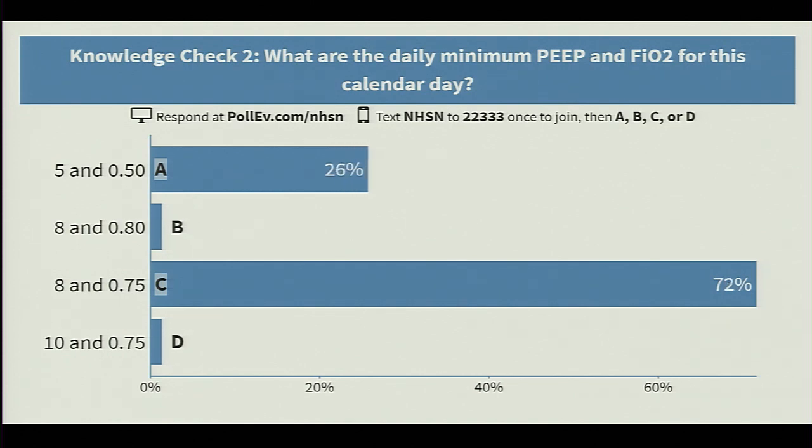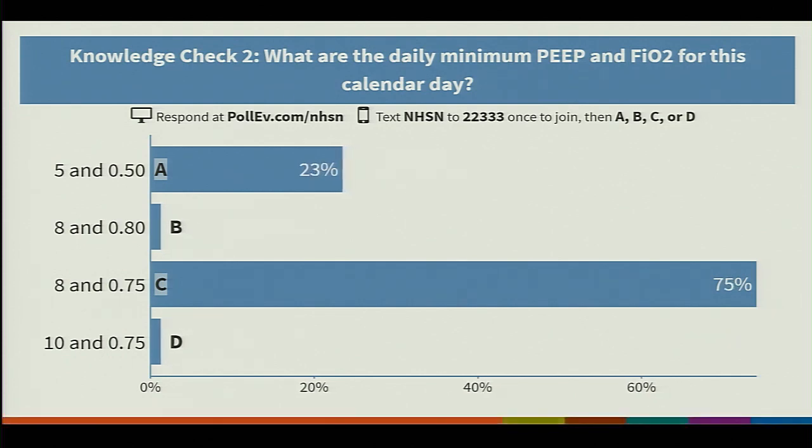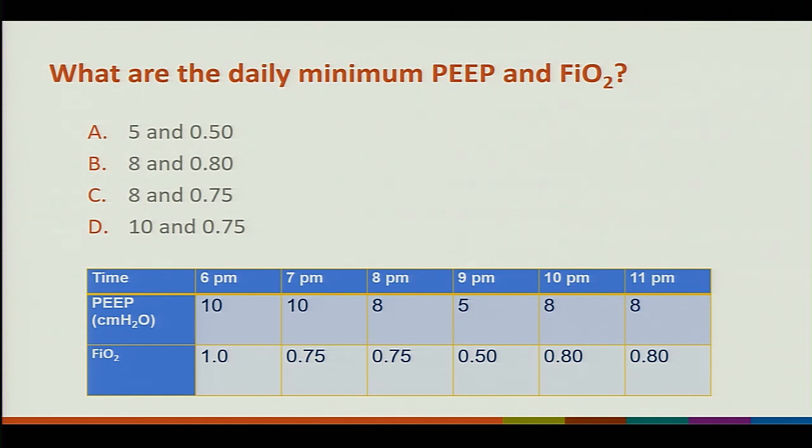All right, good. It looks like about 3/4 of you selected C, which is 8 and 75, and that is correct. The correct answer is PEEP of 8 and an FiO2 of 75. The settings are documented every hour, and we know that an eligible setting must be maintained for greater than 1 hour. At 9 p.m., we do have an FiO2 value of 50, and we also have a PEEP of 5. But at 10 p.m., both of those values changed. So although they were the lowest, they were not the daily minimum value because they were not maintained for greater than 1 hour.